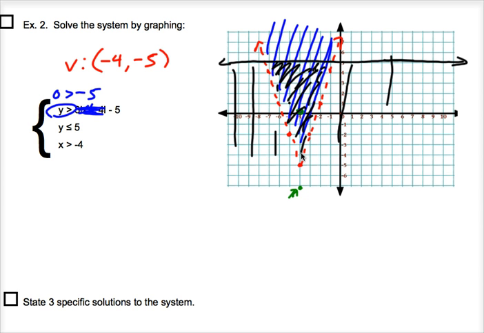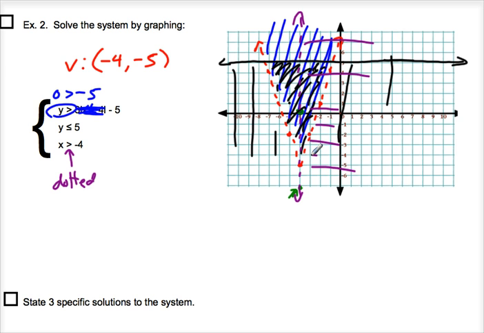Well, not done yet because I got to graph x is greater than -4. When it's x, you have a vertical line, and it's -4. So I'm going to go 4 left and put a vertical line. That's actually the axis of symmetry. I made it dotted because it doesn't have an equals. And where is x greater than -4? Everything to the right.